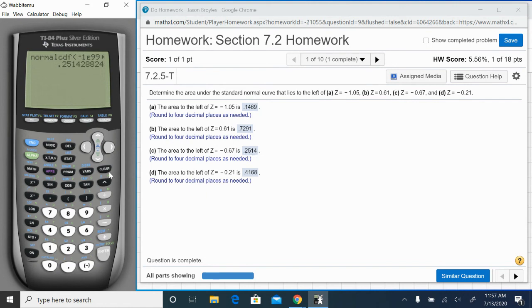That's this one here. And then the last one, to the left of negative 0.21: second VARS, down to CDF, negative 1 e 99, that doesn't change. Negative 0.21, mean is 0, standard deviation is 1, hit paste, and we get that 0.4168, which is what we got here.